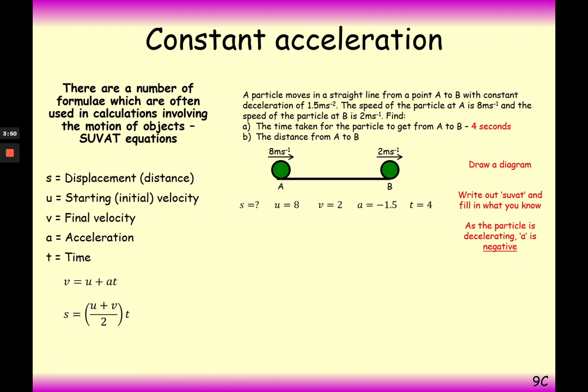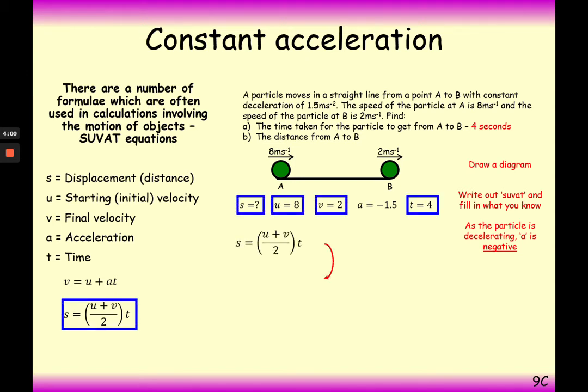So this time we're trying to find the distance from A to B. So we're trying to find S, we've got U, we've got V, and we've got T. We know it took 4 seconds to get there. So write out your formula, sub in the values you've got, and you work out that S is 20 meters. Okay, so that was a fairly straightforward example because it's just moving from A to B.